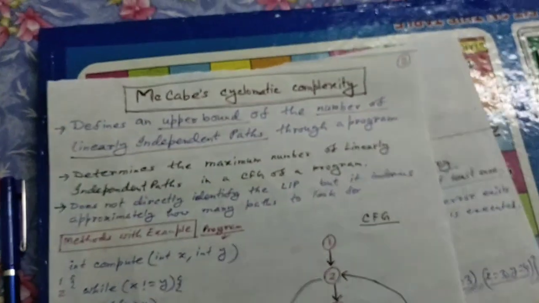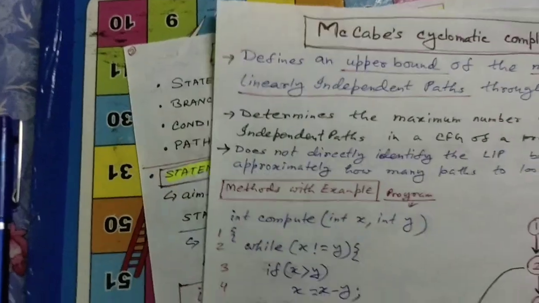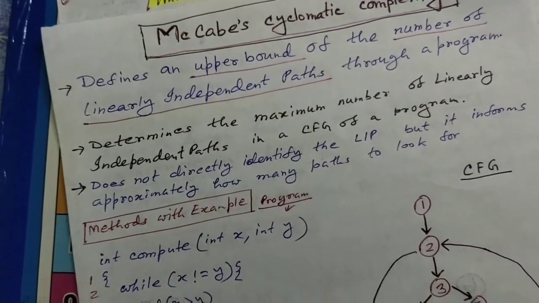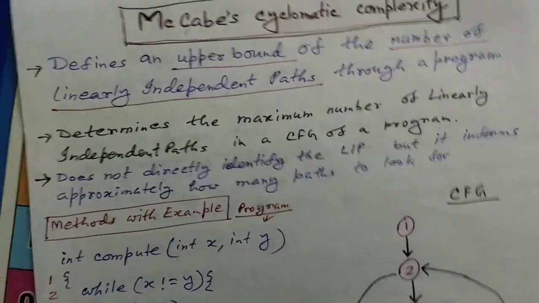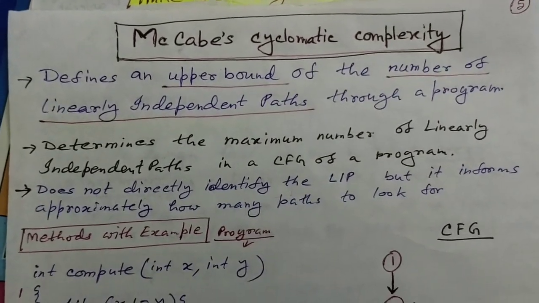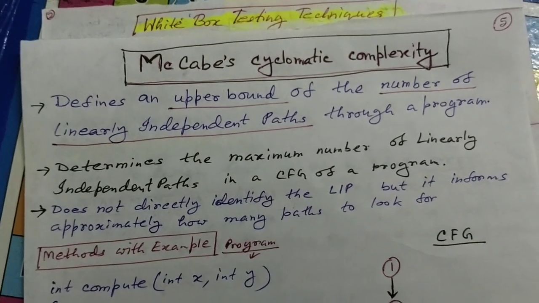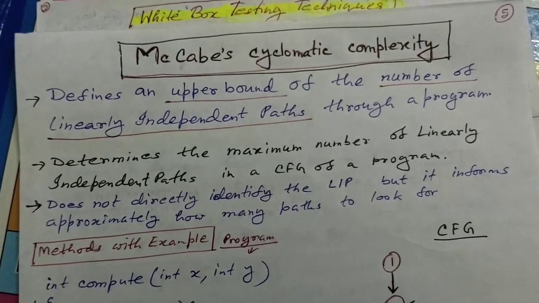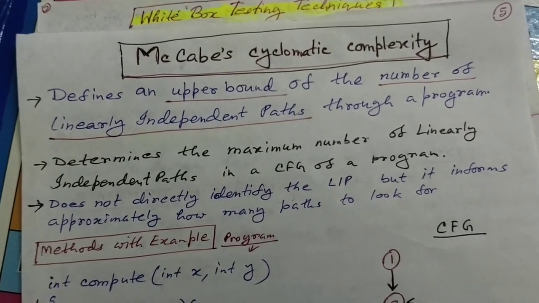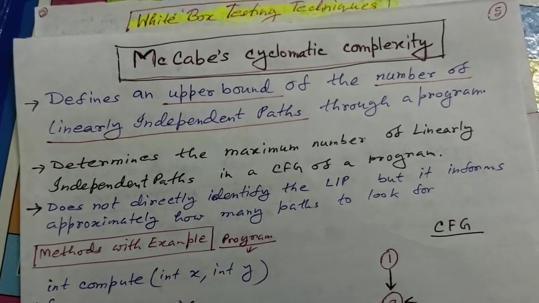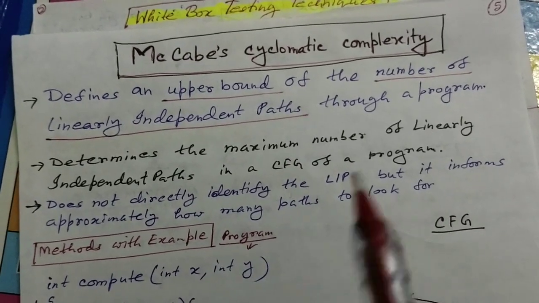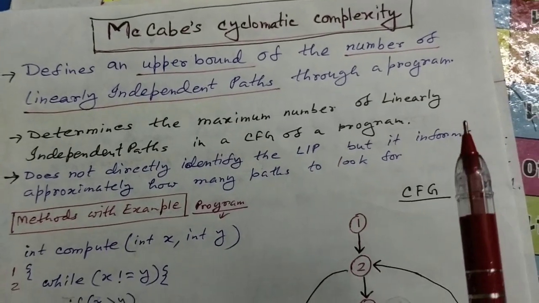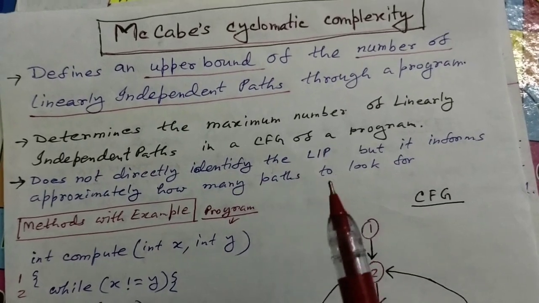Now coming to the cyclomatic complexity. Actually, cyclomatic complexity is a software metric used to measure the complexity of a program. It defines an upper bound of the number of linearly independent paths through a program, and remember, it determines the maximum number of linearly independent paths in a CFG of a program and does not directly identify the linearly independent paths, but it informs approximately how many paths to look for.